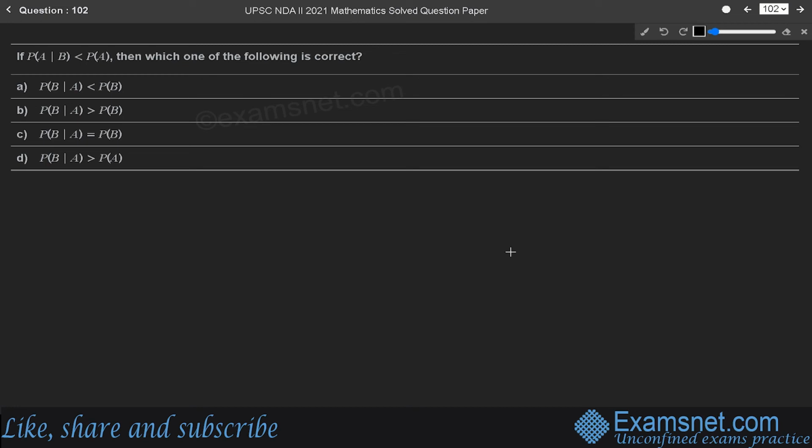Next question is, if P of A by B is less than P of A, then which one of the following is correct? It is a very simple question.